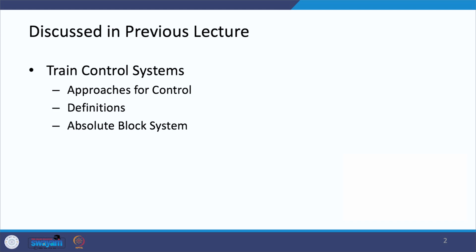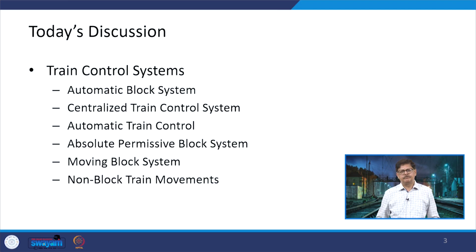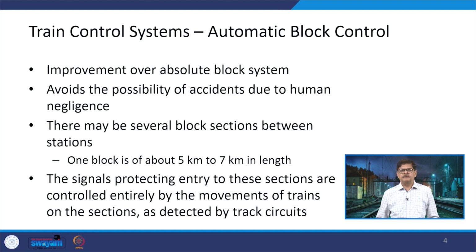Now in today's lecture we are going to take up a number of aspects, starting with the different train control systems like automatic block system, centralized train control system, automatic train control, then absolute permissive block systems or the moving block systems. And after that there are around 4 or 5 methods which come under the non-block systems. So, we will be taking up those subsequently. Now, let us start with the automatic block control. In the automatic block control, this is being taken as an absolute block control system improvement.